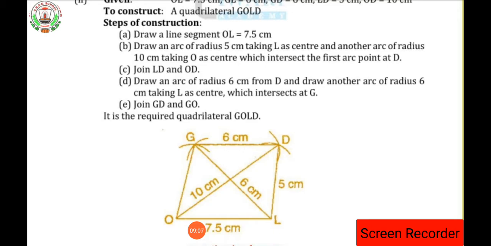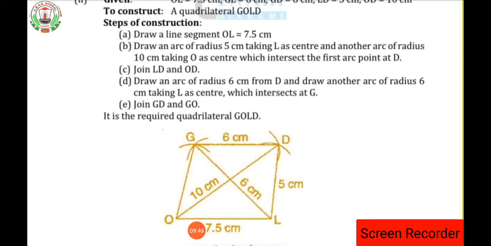So dear student, first you have to draw one line segment of measurement 7.5 centimeter, label it as OL. Then draw an arc of 5 centimeter, taking L as a center, and another arc of radius 10 centimeter taking O as a center, which intersects the first arc at point D. Now join LD and OD. In the next step, draw an arc of radius 6 centimeter from D and another arc of radius 6 centimeter taking L as a center, which intersects at point G.